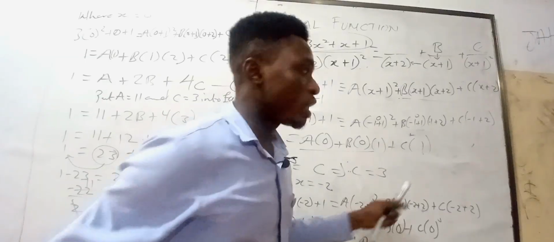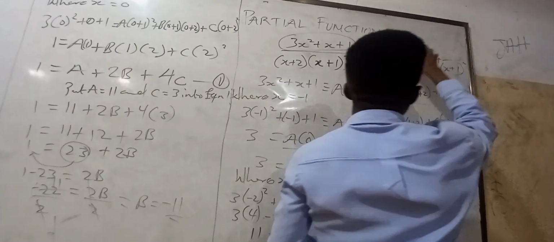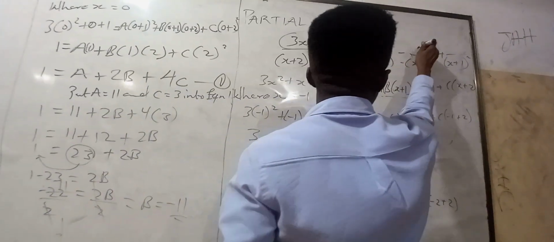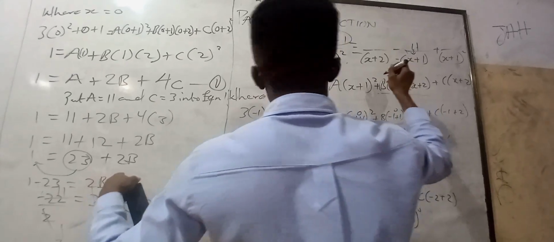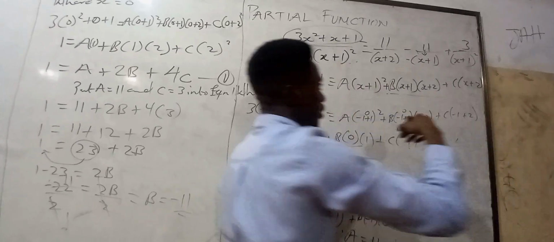So you just represent it this way. The B side of the distance becomes negative. So here becomes negative 11. The A was 11. So A here 11. Then the C was 3. So positive 3.